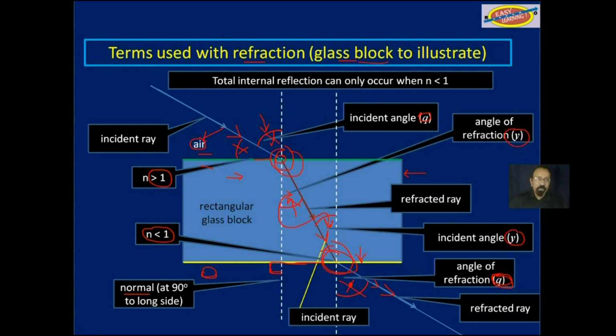So total internal reflection can only occur when N is less than 1. In other words, total internal reflection can only take place at this boundary when the light is leaving a denser medium and traveling into a less dense medium. It can never take place at that boundary, because in this case the angle of incidence is always bigger than the angle of refraction. Alright, so those are the terminology and we will use them as we go along.